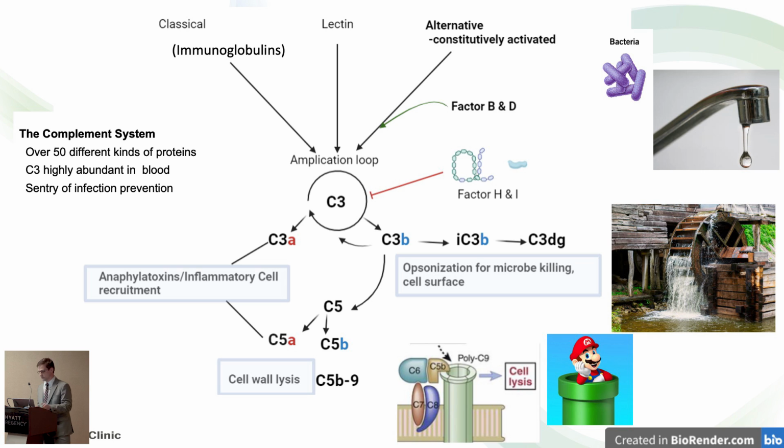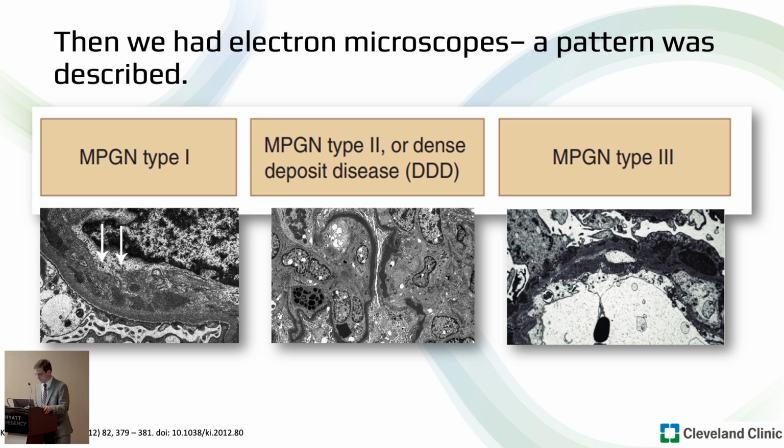I'll talk a little bit more about the terminal complement pathway, which is this C5b-9 end of the cascade. And it literally punches holes in cells, both bacteria and our own. And it really reminded me, I always thought someone must have really enjoyed Mario, because that's all I see there.